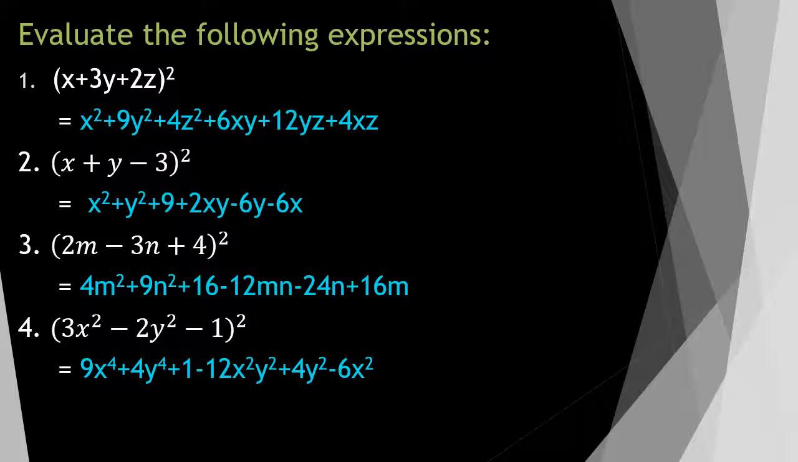Proceeding to our last type of special product, we have the cube of a binomial. This is the last type of special product, yet this is the most crucial one. If you want to know why, let's find out why.